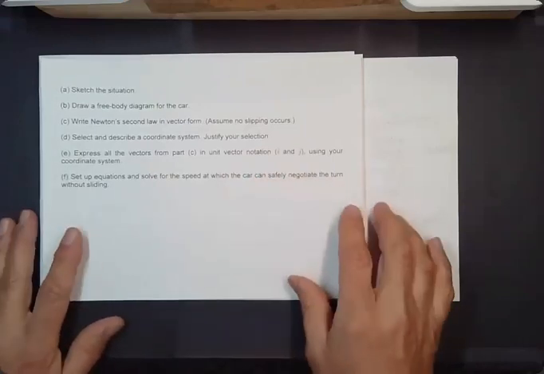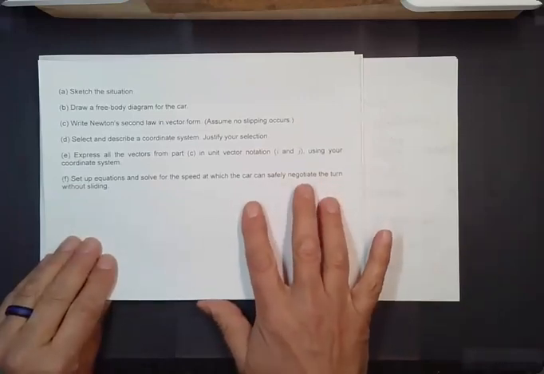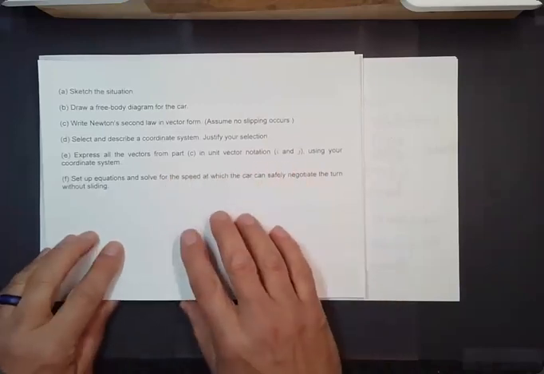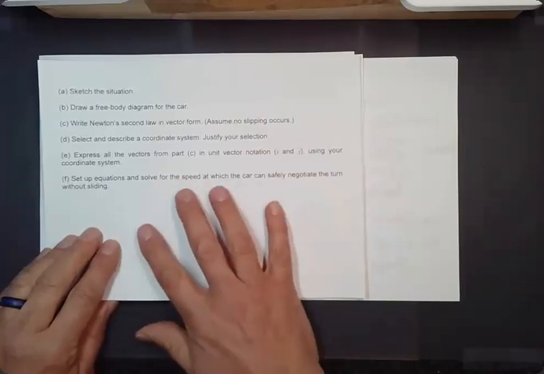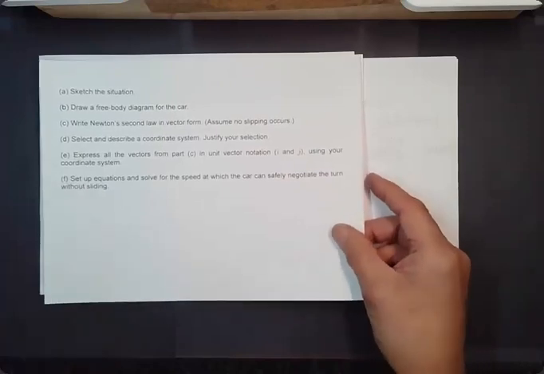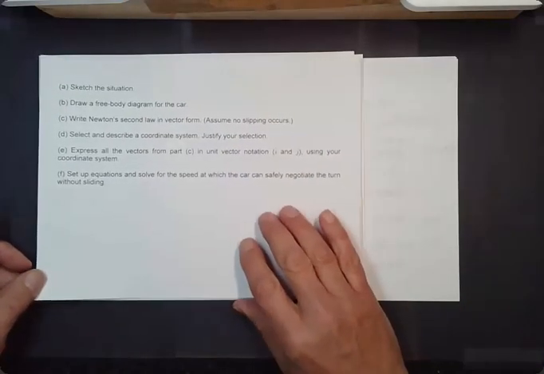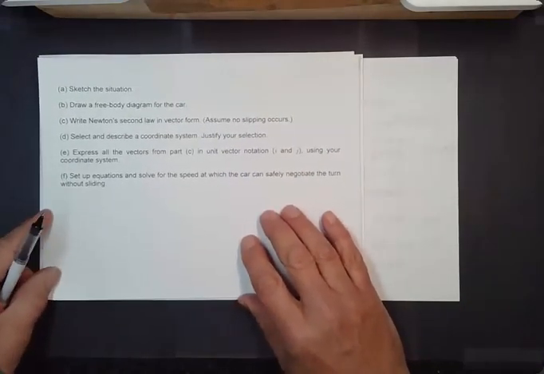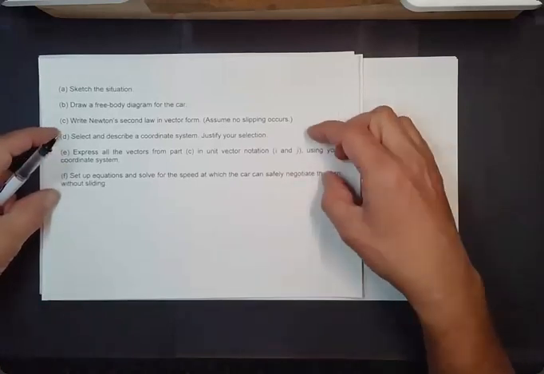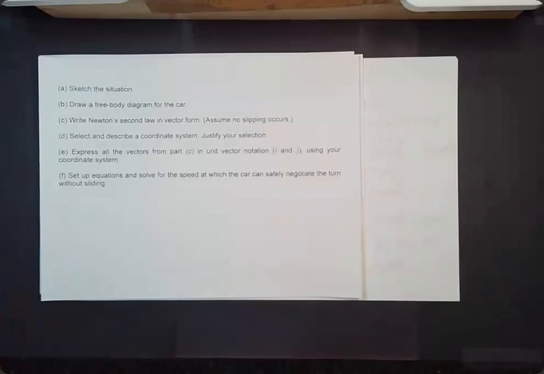On this problem, we won't have friction, but even though it's probably going to be a 3-vector problem, I'll go ahead and do it in unit vector notation so you can see what it'll look like. And then set up equations and solve for the speed at which the car can safely negotiate the turn without sliding. So I've been going through these steps on just about every problem I did, except for the ones that are 3-vector problems. I could actually skip D and E on those ones, but I'm going to go ahead and do it this time.